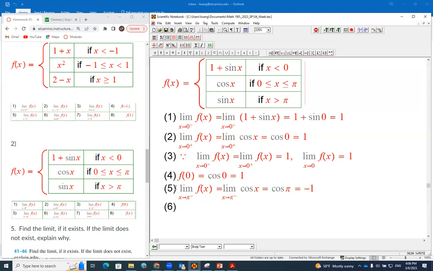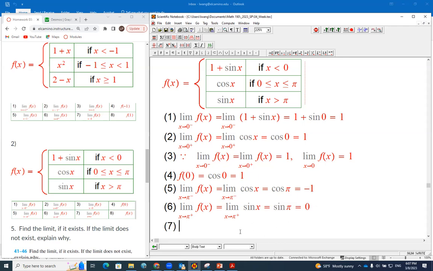Number 6, limit. If you write it down by hand, you can do it much faster. Approaching pi from larger than pi, f of x equals, and this time the rule we're applying is for when x is larger than pi. We use this rule, sine x. Direct substitution, sine of pi equals 0. And there we go. Number 7, what do we say?